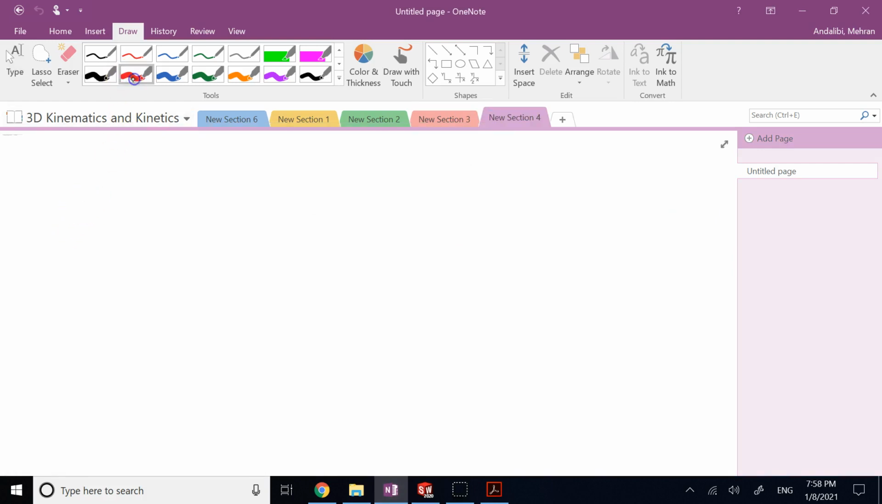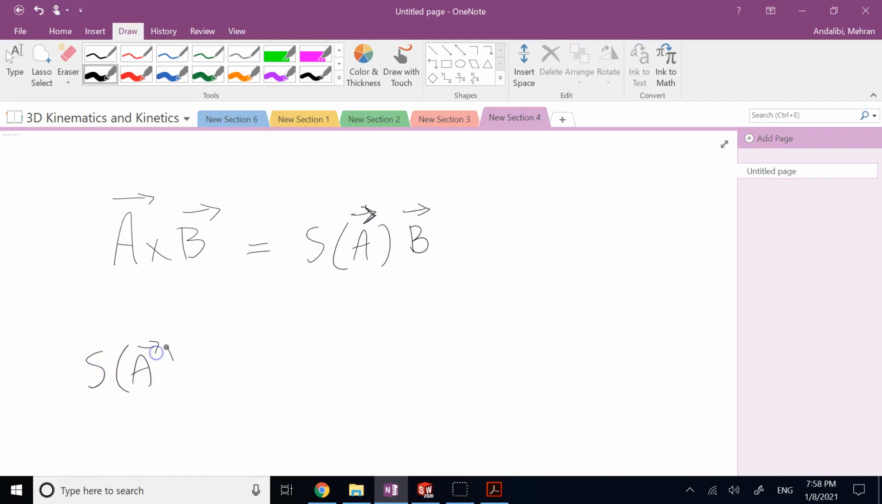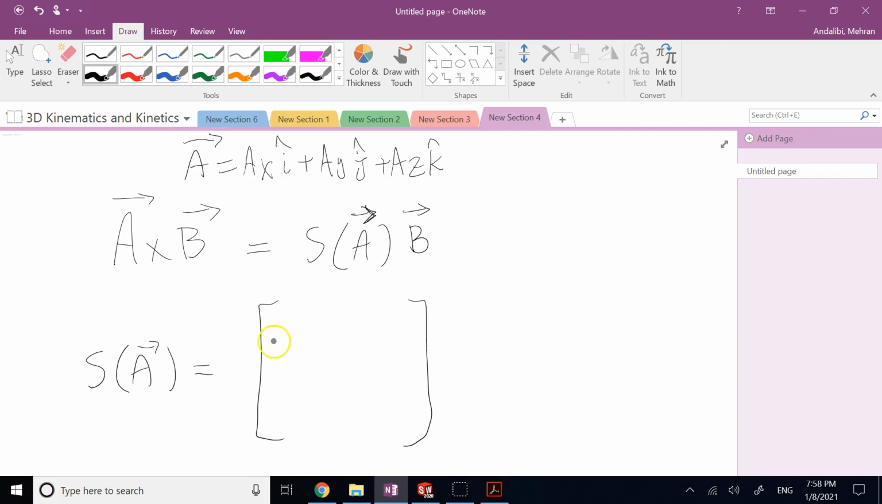So in linear algebra, we have this theorem that says if you want A cross B, instead of doing the cross product, another way to do it is you form a skew symmetric matrix from vector A and multiply it by vector B. Now, what is this skew symmetric operator of vector A? If A is a vector like AX i plus AY j plus AZ k, then how do you form this skew symmetric matrix?